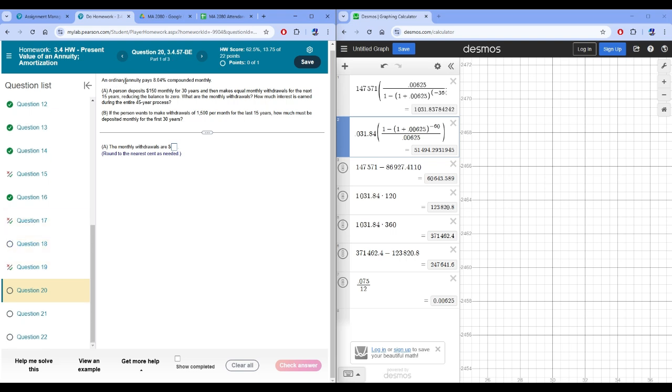An ordinary annuity pays 5.8% compounded monthly. A person deposits $150 for 30 years.